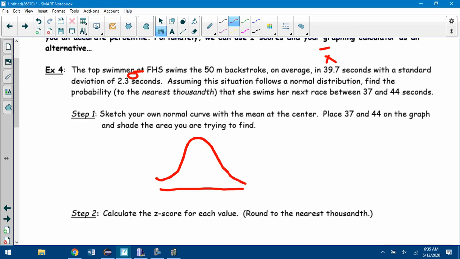Here's the normal curve. We know the mean's always at the center. So here's X bar, in this case that's 39.7. I want the probability that this person swims between 37 and 44 seconds. So 37 would be below the mean, and 44 would be above the mean. I'm looking for this area.